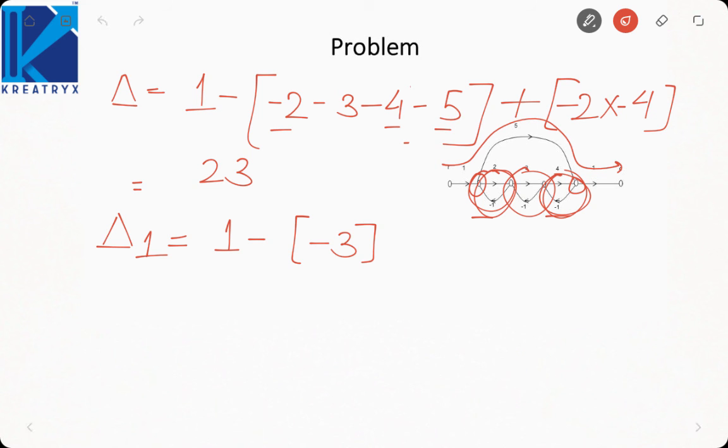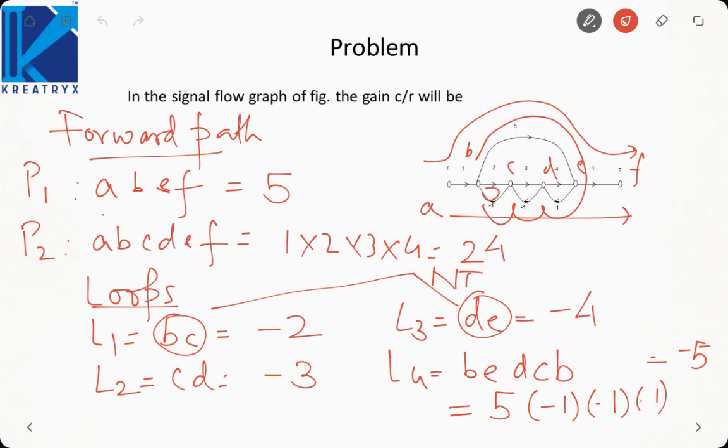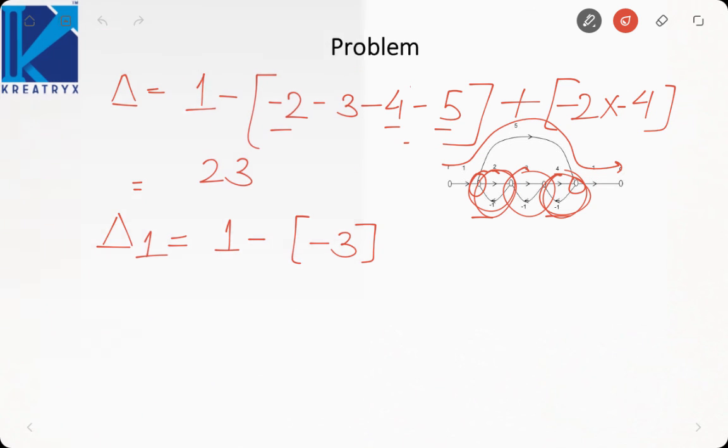Or otherwise what you can see is, this path is ABEF. Here B terminal is coming, so it is touching the first loop. Here E terminal is coming, so it is touching the third loop. Here E terminal is coming, so it is touching the fourth loop. But here CD is there, there is no CD in the first forward path. That is, it is not touching this loop. So remove all the loops except this loop. So only minus 3 would remain here, that is 4.